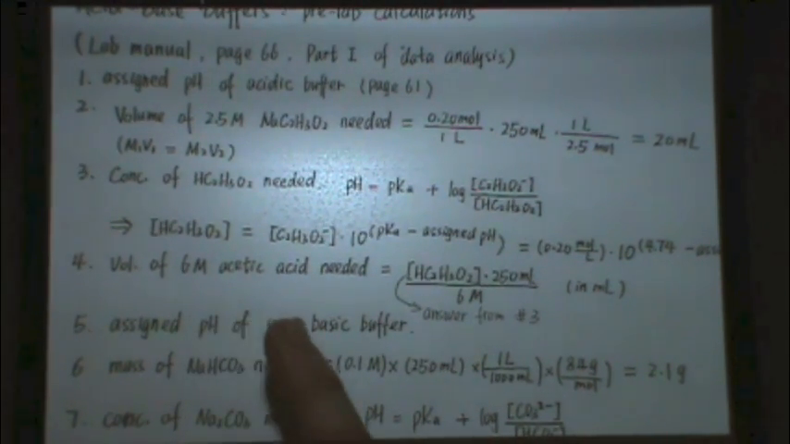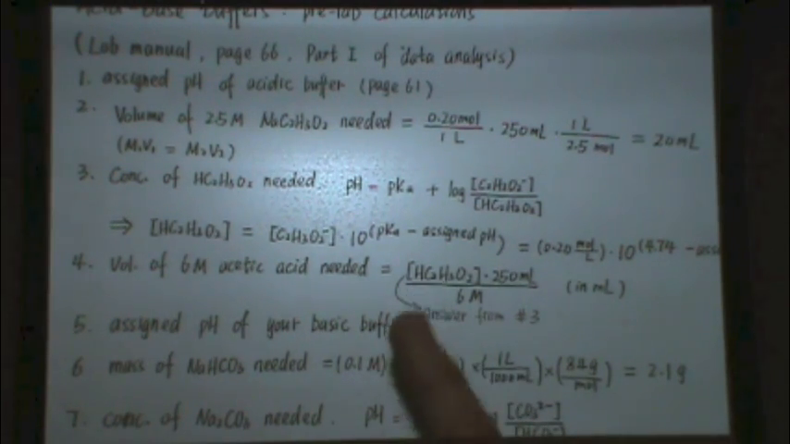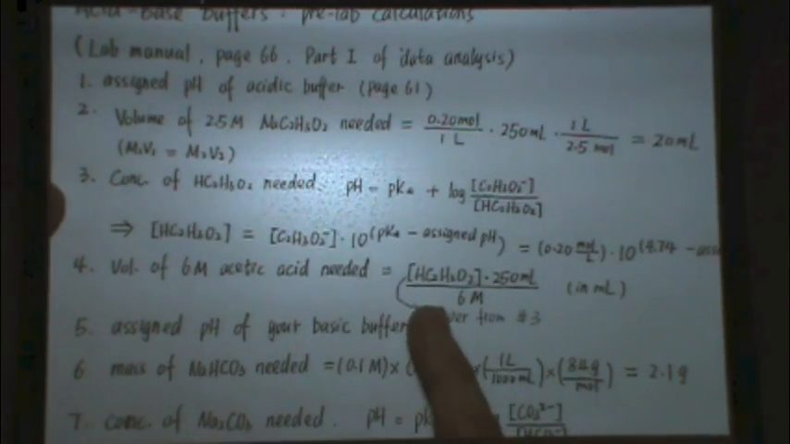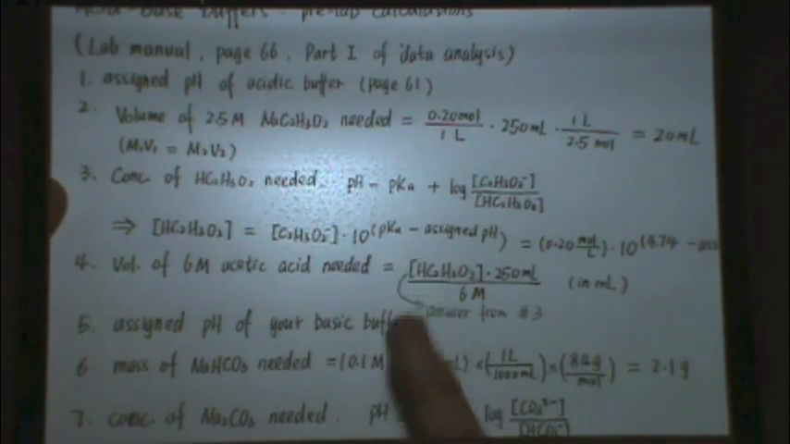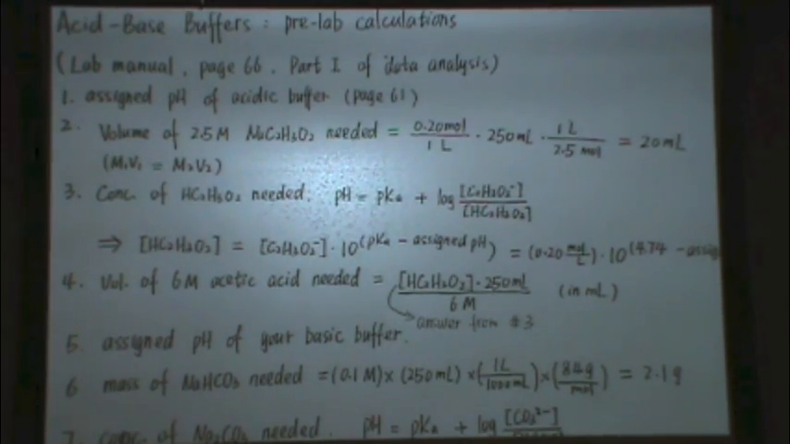And then in this next step, once you know that, you're going to find the volume of the 6 molar acetic acid that you need to add. That's going to be a liquid, so again you'll use the M1V1 equals M2V2. And this is your answer from part 3. Okay, so you found the acid concentration just above. And that's it for the acid part.